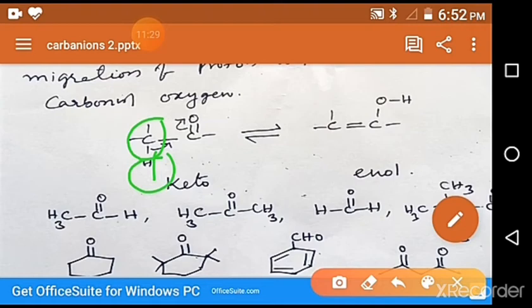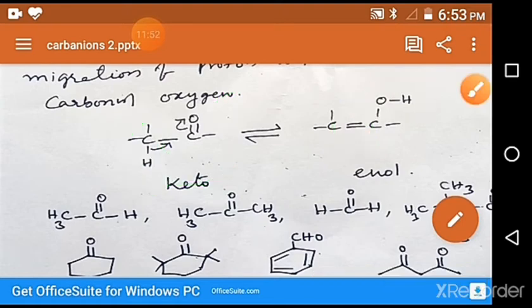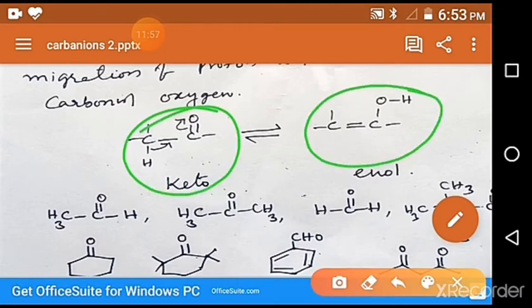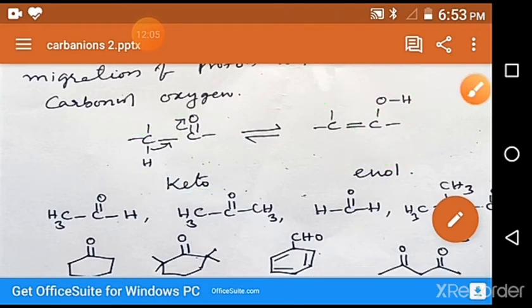This proton shifts to the oxygen. So that's why there is a double bond formation between carbon and carbon, and O-H bond formation between O and H. So this is the enol. We call the other one the keto form. This is the enol form. What is an enol? Double bond plus alcohol: we call it enol. So in the same compound we have a double bond and an alcohol. The hydroxy group is attached to the double bond carbon only. That's why it is called enol.